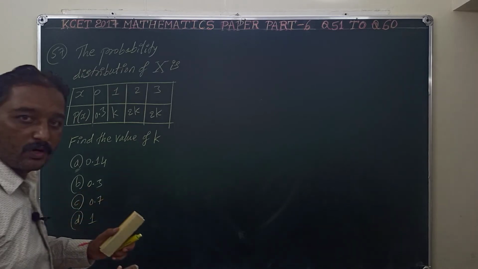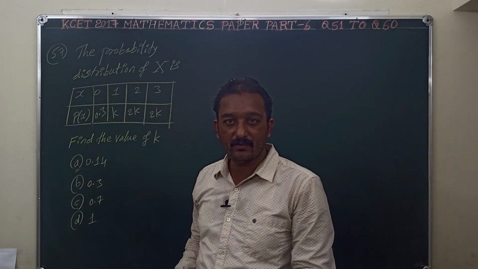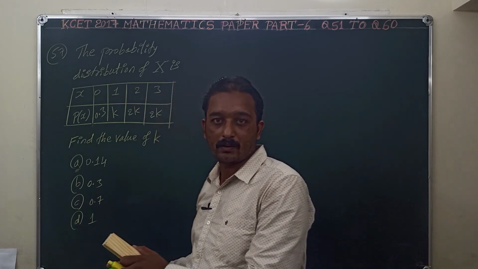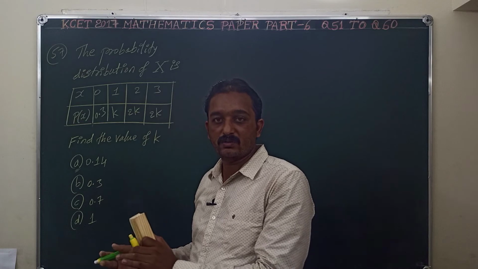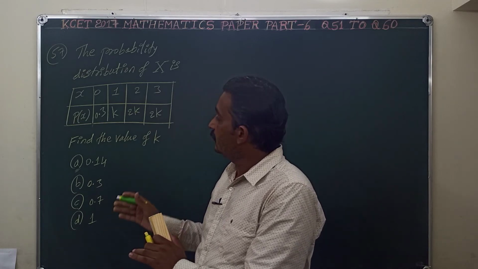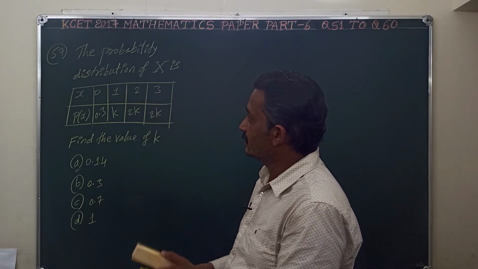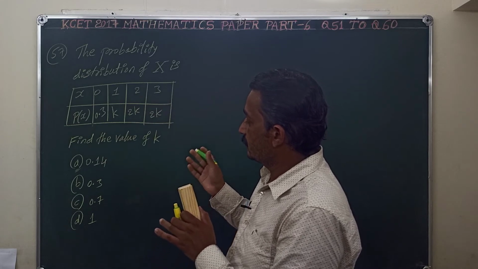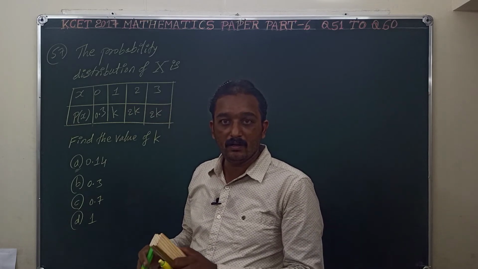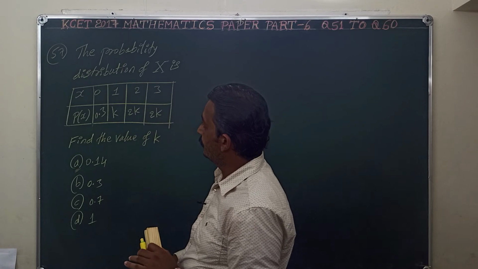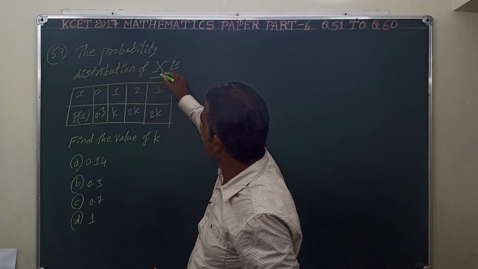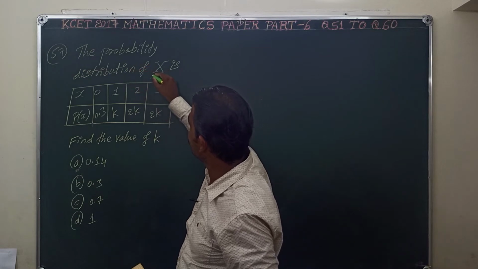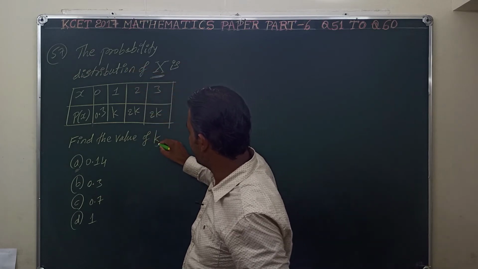So now let us move on to the next question, question number 57. Once again this question is based on the chapter probability which belongs to the second year. Usually they ask 5 or 6 questions on this chapter. Let us take the second question in this case. This question is based on random variable probability distribution table. The probability distribution of x is given, then find the k value.